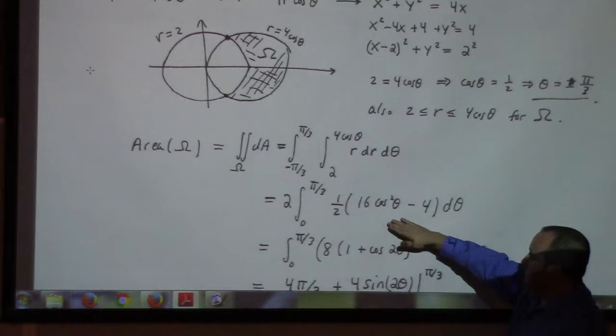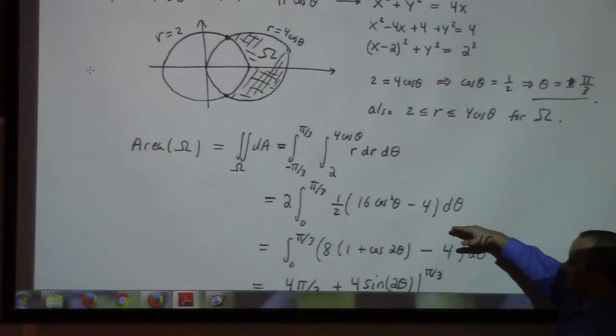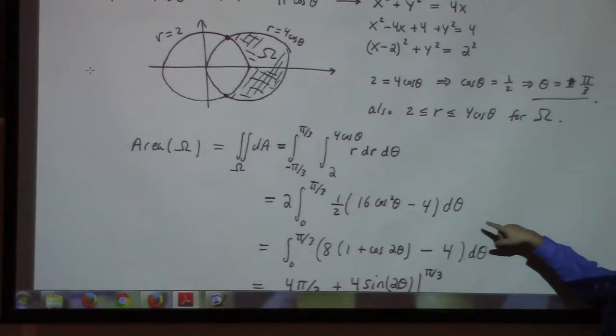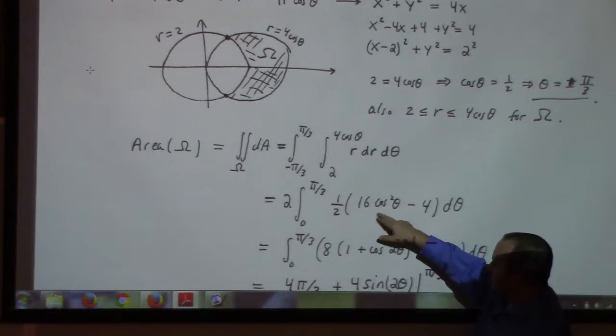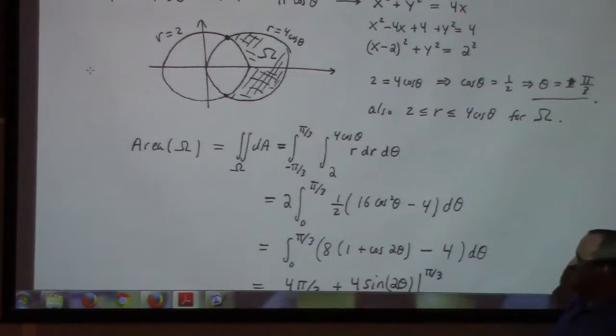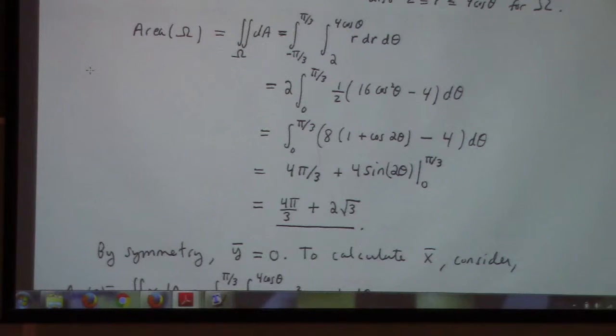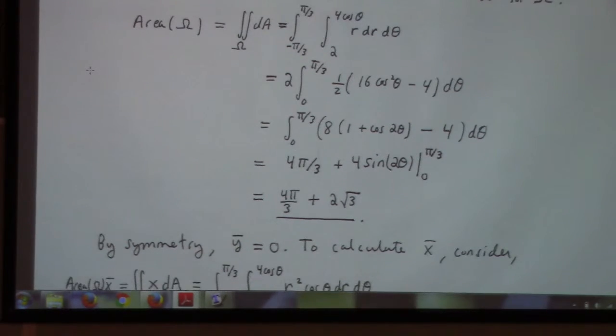And that gives me this: 1/2 times 16 cosine squared minus 4, which when you do the half angle identity gives me 8 times 1 plus cosine 2 theta. None of this can be ignored, right? Everything here contributes. It's unfortunately over from minus pi over 3 to pi over 3, not something nice like 0 to pi or 0 to 2 pi. And I get 4 pi over 3 plus 2 root 3 for the area.